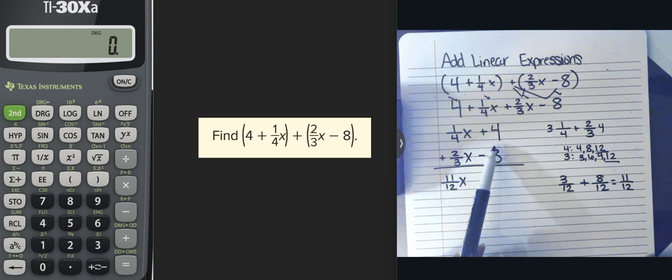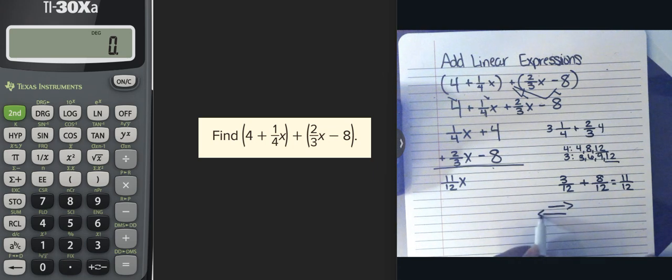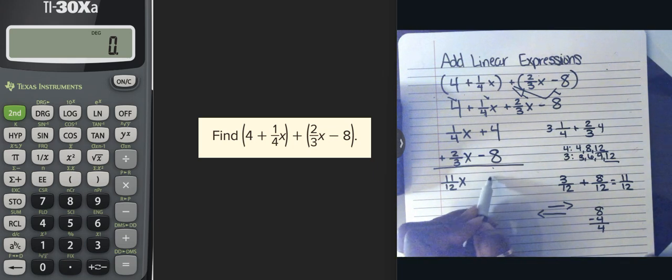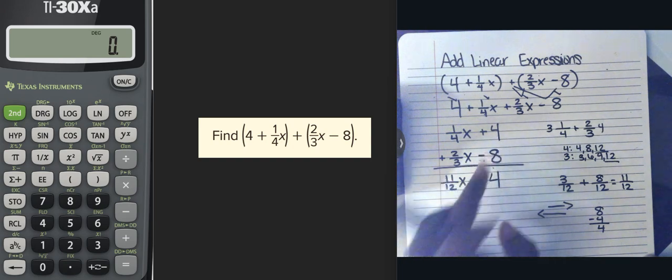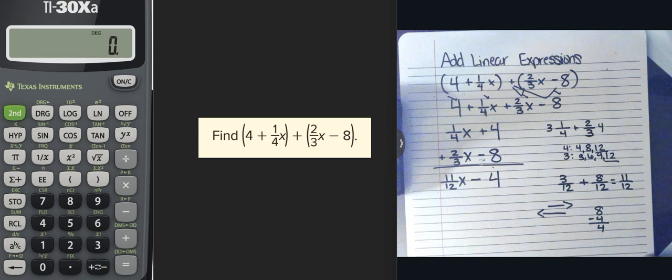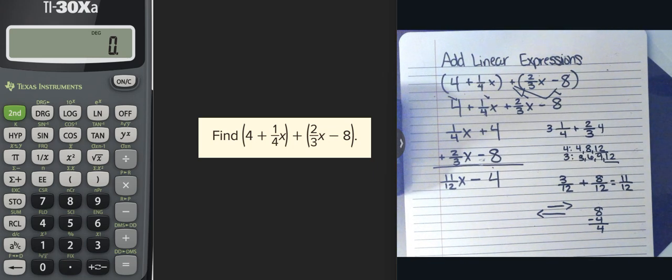And now we just need to address our constant, right? So we have a positive 4, we have a negative 8. That means we're going in opposite directions, right? So we're going in the positive, and then we're going in the negative. So remember, in that case, you would use subtraction. So using the larger number first, 8 minus 4, that gives me 4. So your constant is 4. And then you look at the number that is the largest. So we see that 8 is the larger number. And what sign is attached to the 8? That's a negative. So in this case, our answer is going to be 11/12 x minus 4. This is your answer.